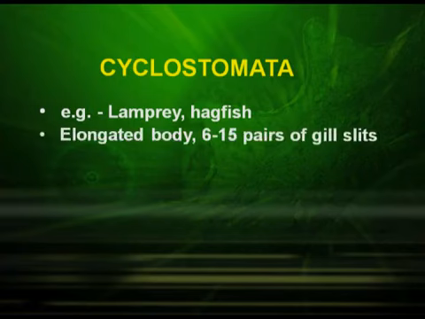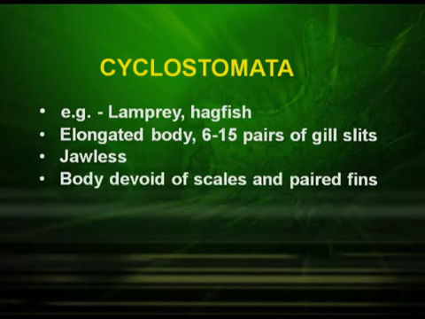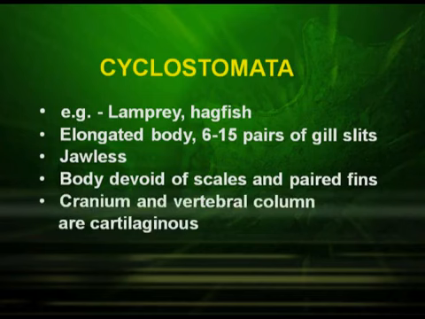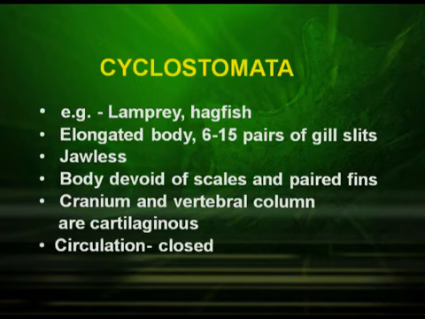We will be dealing with the class Cyclostomata. Lamprey and hagfish come under this. They have an elongated body and they have about 6 to 15 pair of gill slits. These organisms are jawless. The body is devoid of scales and paired fins. Cranium and vertebral column are cartilaginous in these organisms. The circulation is of closed type.